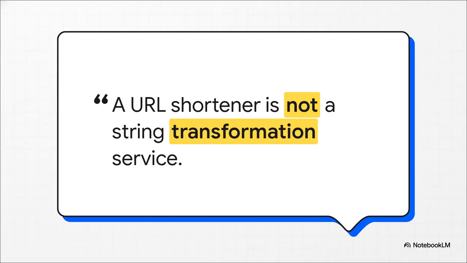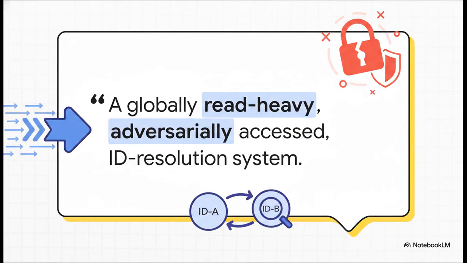So right off the bat, let's just destroy the most common misconception. If you think a URL shortener is just a service that takes a long string and makes it a short one, you are missing the entire point. Seriously, that mental model will lead you down a path to building a system that breaks, and I mean breaks badly. So here is the correct mental model.